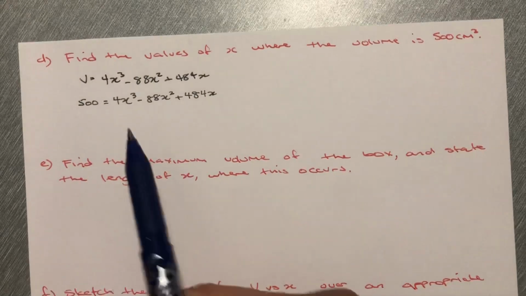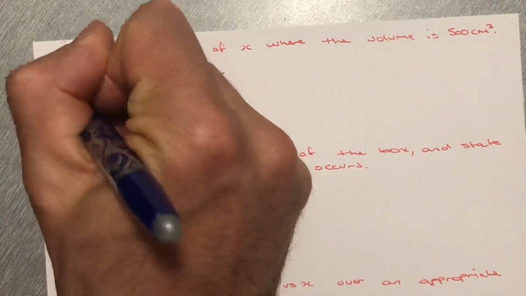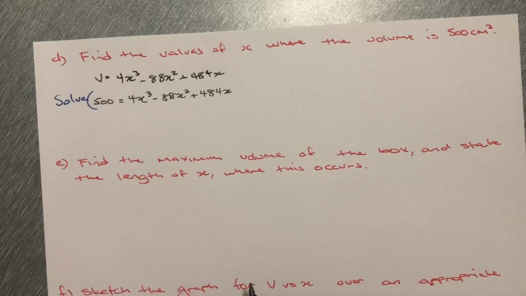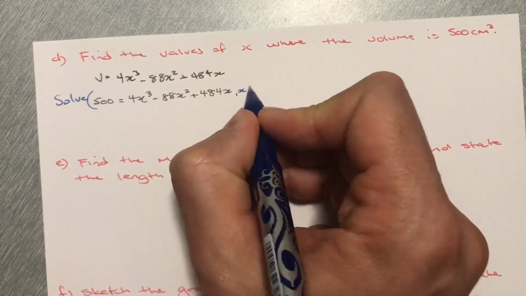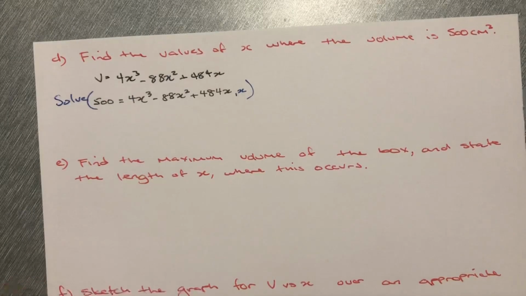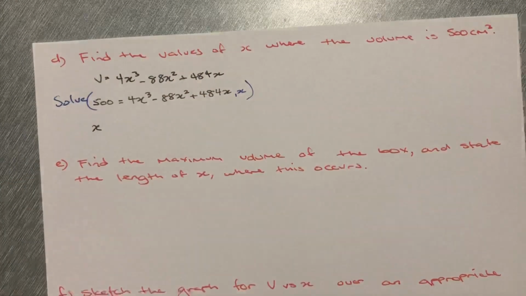So we want to solve for x, don't we? So let's use the solve function. You type in your rule. We need to tell the calculator what we're trying to solve for though. Now x is what we want to know, isn't it? So we need to put x in here, close our bracket, and then it's going to give us a value for x where our volume is 500. So let me put that into the CAS and let's see.